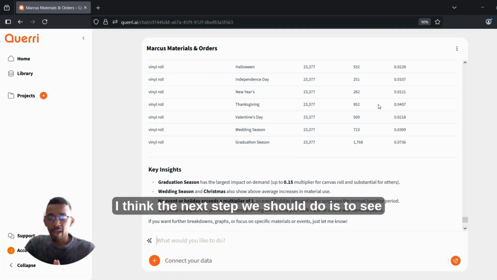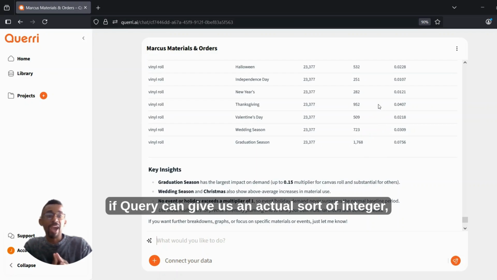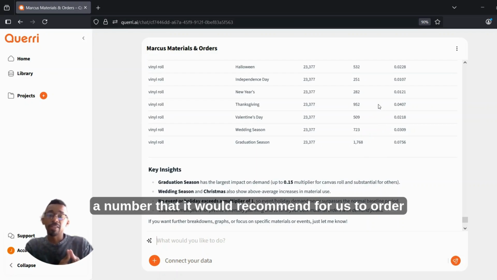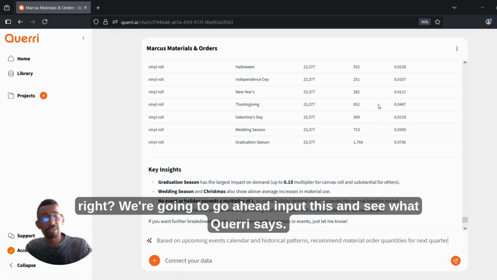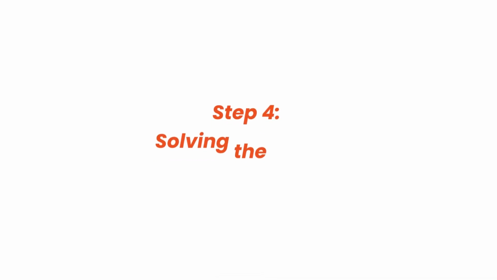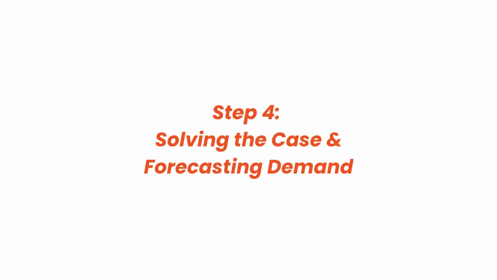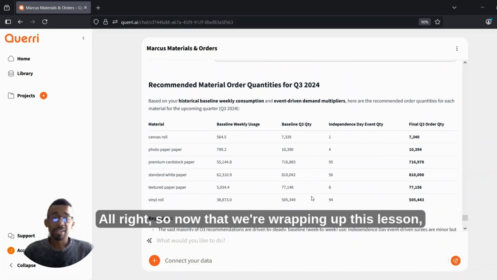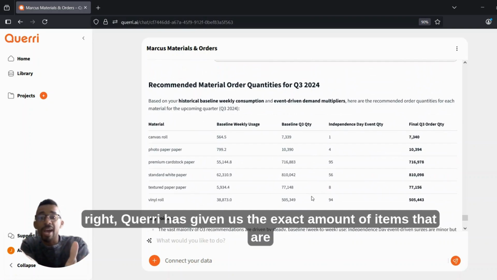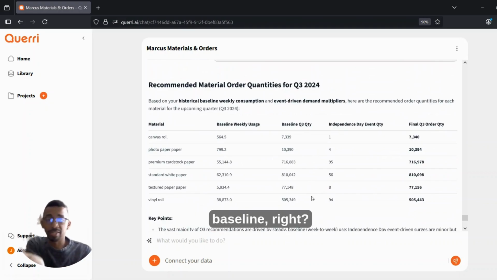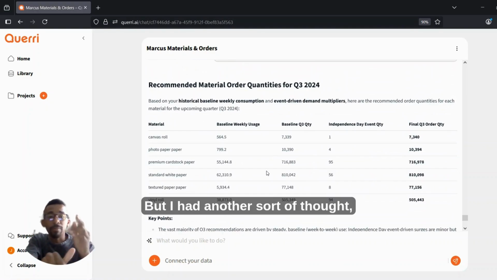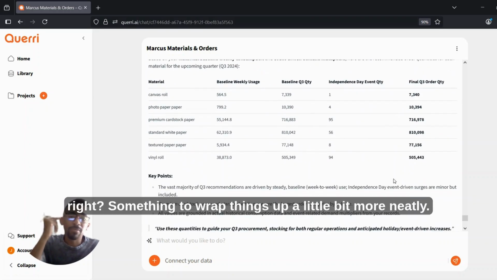But now that we have this, I think the next step we should do is to see if Query can give us an actual integer, a number that it would recommend for us to order each and every single quarter. We're going to go ahead and input this and see what Query says. All right, so now that we're wrapping up this lesson, Query has given us the exact amount of items that are to be ordered, considering previous Q3 consumption baseline. This is cool, right? But I had another thought, something to wrap things up a little bit more neatly.